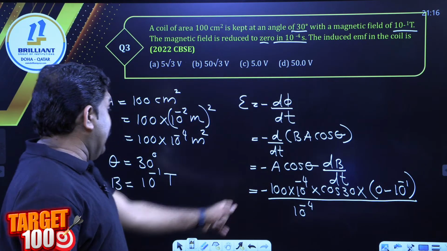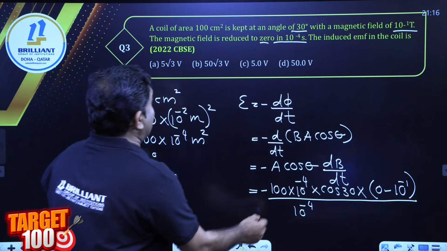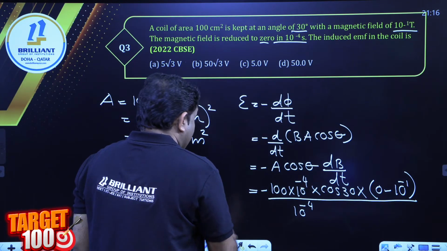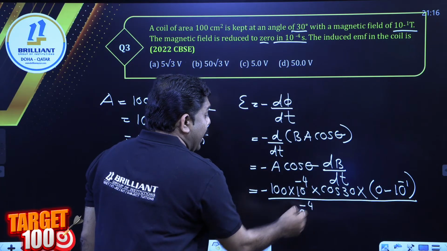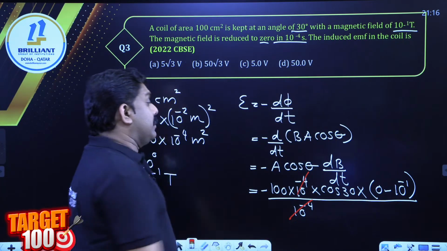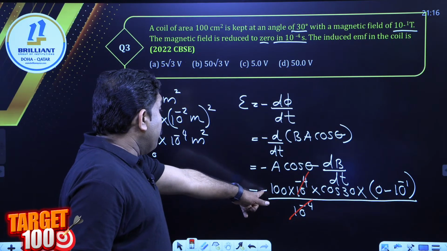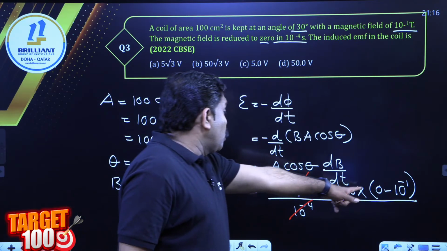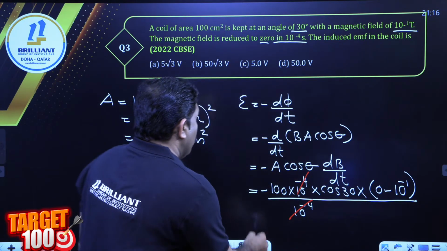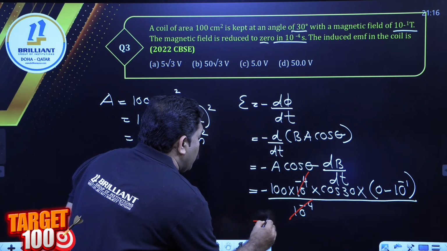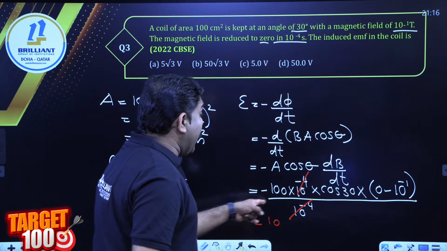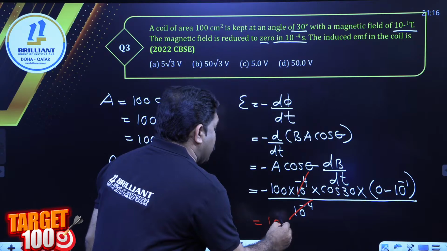Simplifying, the 10 raised to minus 4 and 10 raised to minus 4 cancel. Now here we have minus 100 into 10 raised to minus 1, so it comes to 10. Minus of minus becomes 10.